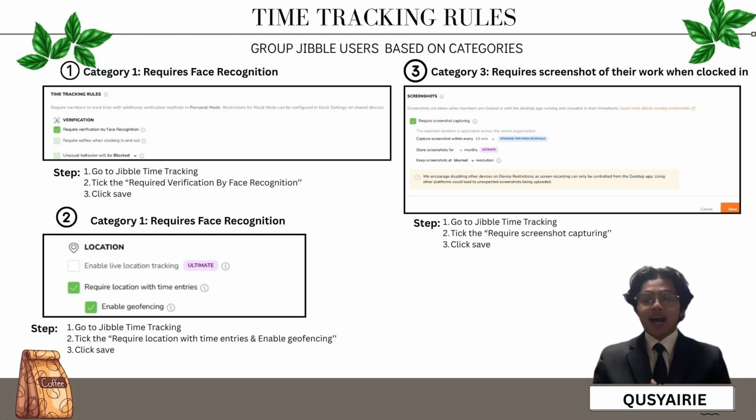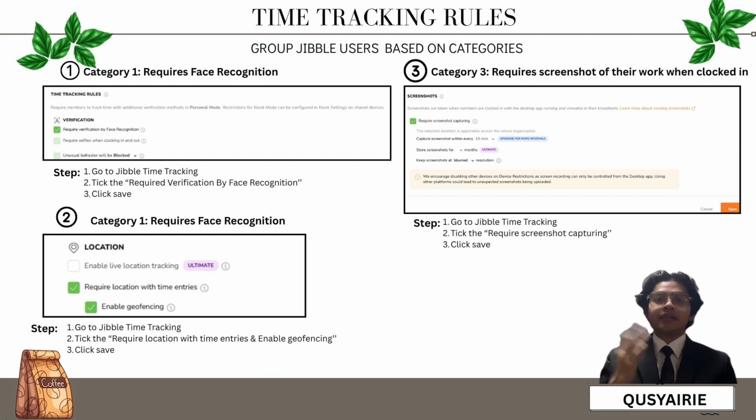Next, I will explain how to activate required screenshots of their work when clocked in. First, go to Gmail time tracking. Next, tick require screenshot capturing, and lastly, click save. This function will capture a screenshot during work hours and can verify that employees are actively working.